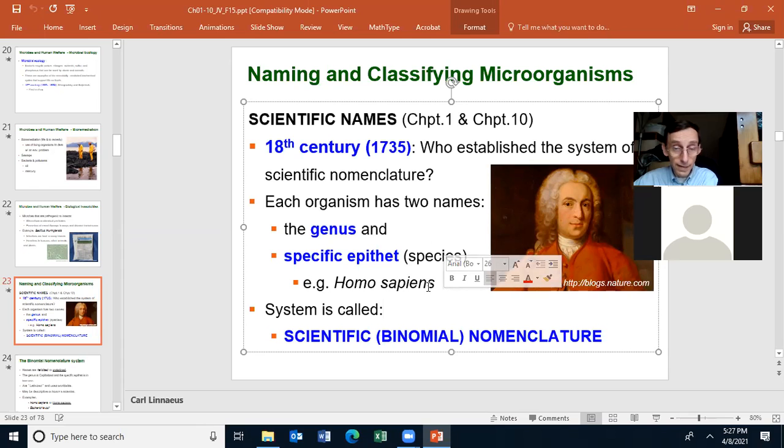And this system is called the scientific nomenclature, also called the binomial nomenclature, because all species have two names, the genus and the specific epithet. Any questions about any of that? This nomenclature is still used in science today. We did change the classification system, like he was classifying everything into animals and plants, and we'll talk a little bit more about that. We have more divisions than that. But the nomenclature is still used today.